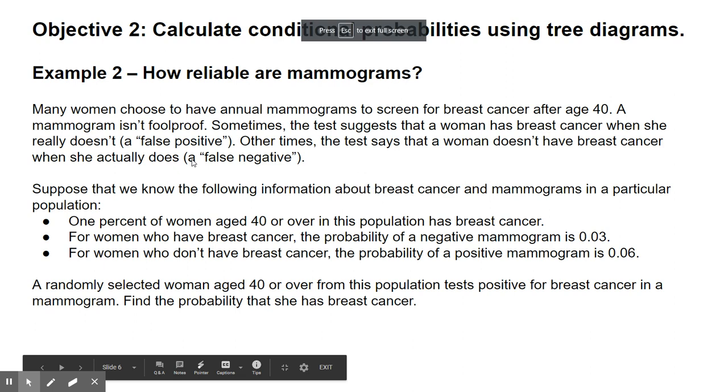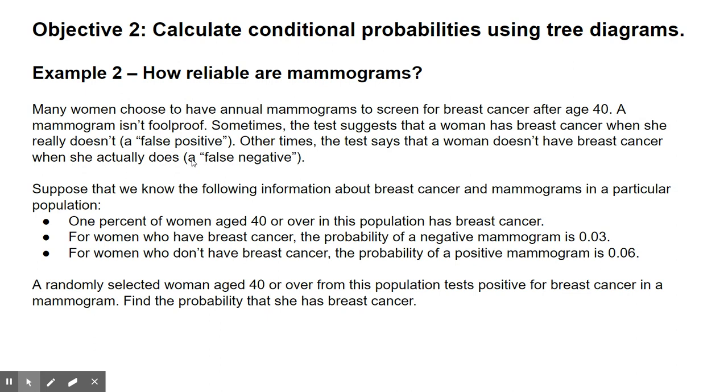All right, so that's objective 2, again, using tree diagrams to calculate conditional probabilities. Example 2, how reliable are mammograms? Many women choose to have an annual mammogram to screen for breast cancer after age 40. A mammogram isn't foolproof. Sometimes the test suggests that a woman has breast cancer when she really doesn't, a false positive. Other times the test says that a woman doesn't have breast cancer when she actually does, a false negative.